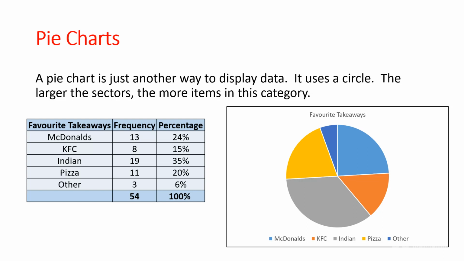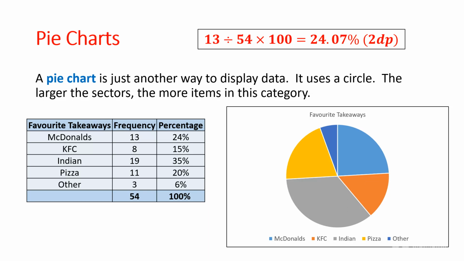Now, in case you've forgotten how to do percentages, if you want to work out 13 over 54, go 13 divided by 54 times 100, and that gives you your 24%.